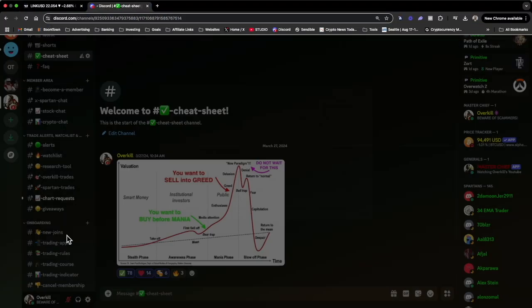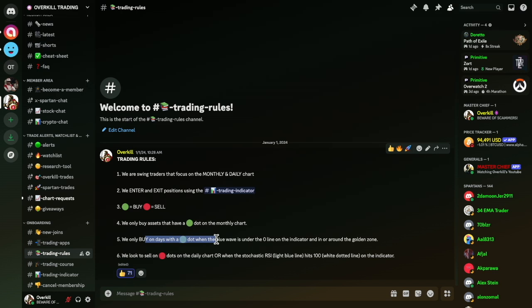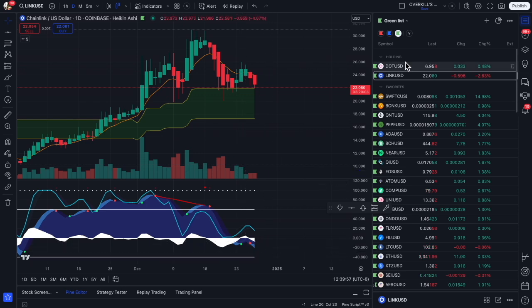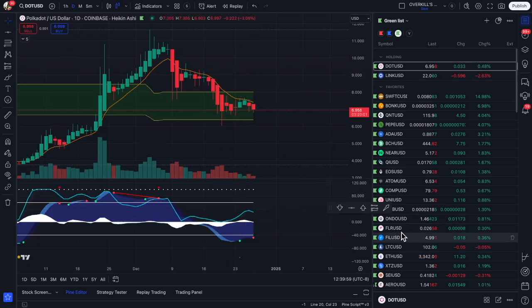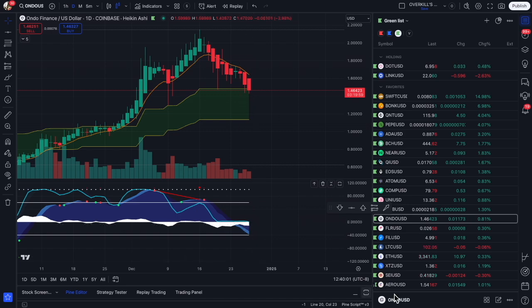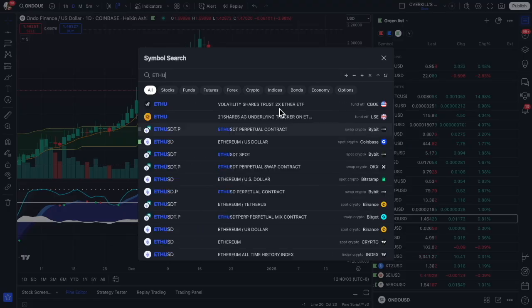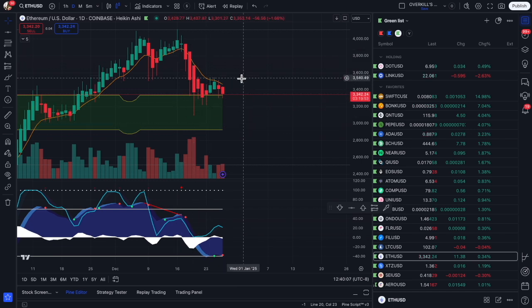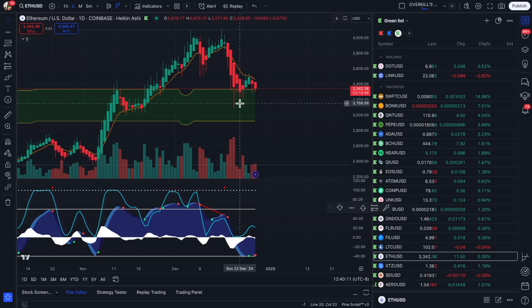So we only enter on days with the green dot, when the blue wave is under zero. If you look at Chainlink right now, blue wave is under zero. Look at Polkadot, blue wave is under zero. Ondo, blue wave is under zero. Literally every crypto right now, Ethereum, everything is under zero. Everything is sitting right here in the buy zone, in the golden zone. This is where we want to be accumulating. Not buying ETH up here at 4,000, but we want to be buying it down here.